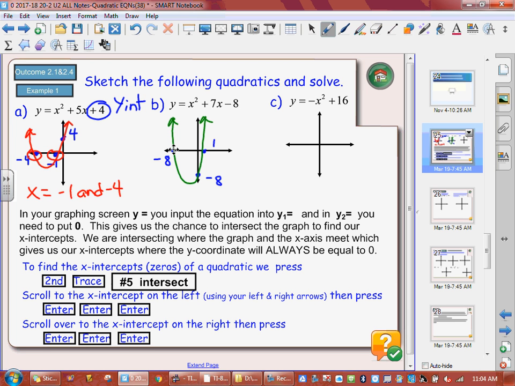The y-intercept is where it touches the y line, up and down. And it's also the last number in the equation without a variable. Alrighty. Let's take a look at the next one.